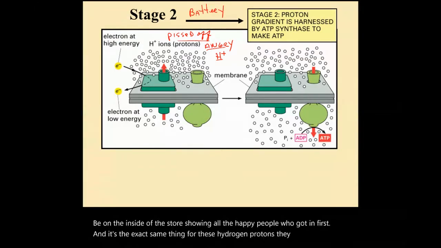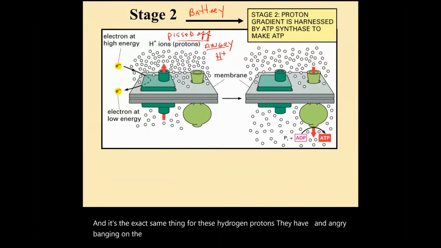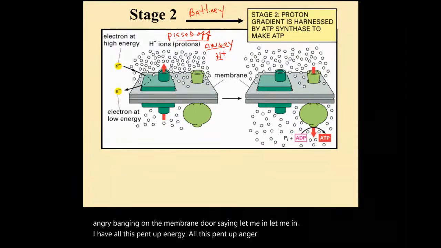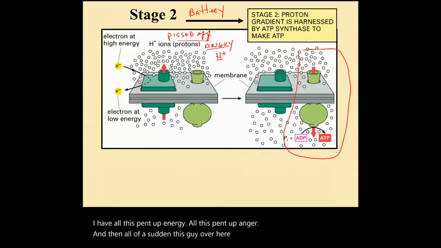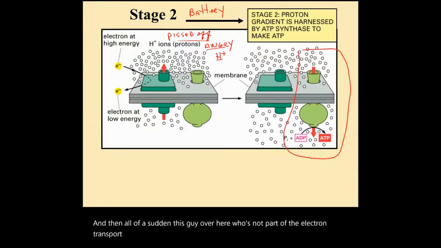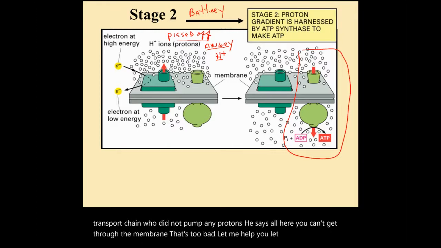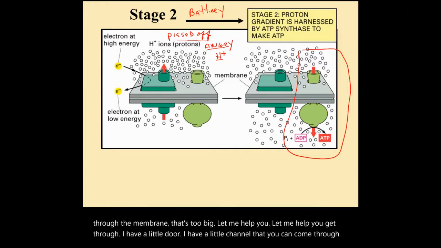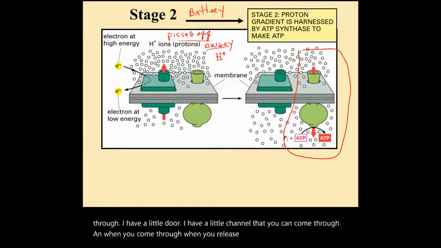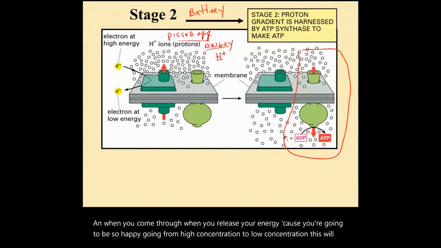They're pissed off and angry, banging on the membrane door saying, let me in, let me in. I have all this pent up energy, all this pent up anger. And then all of a sudden, this guy over here, who's not part of the electron transport chain, who did not pump any protons, he says, oh, you can't get through the membrane? That's too bad. Let me help you. Let me help you get through. I have a little door. I have a channel that you can come through. And when you come through and you release your energy, because you're going to be so happy going from high concentration to low concentration, this will be spontaneous and exergonic for you.